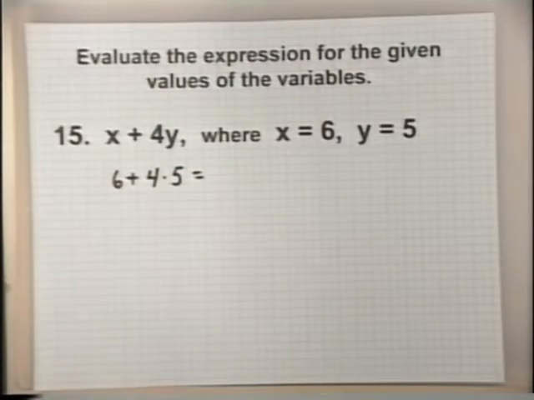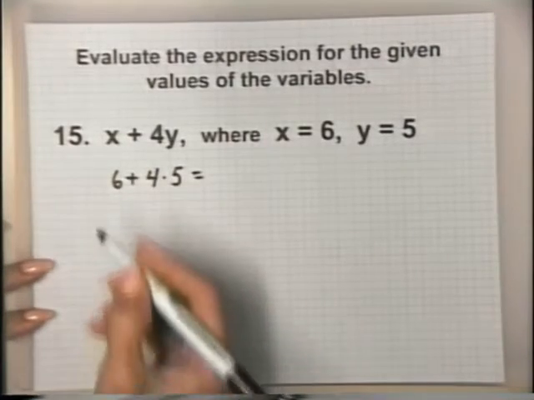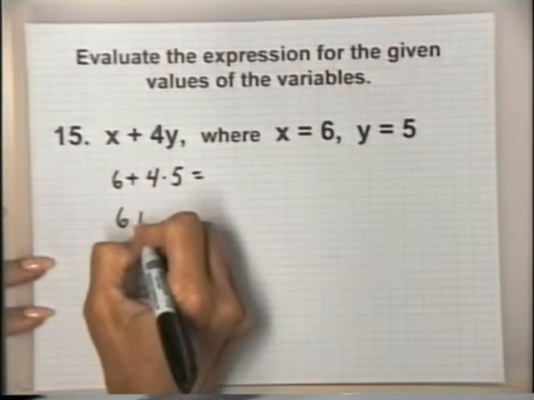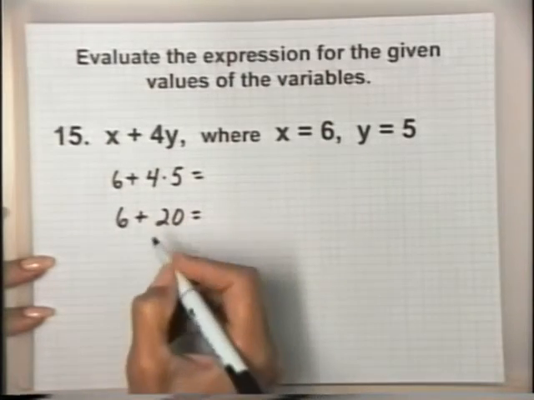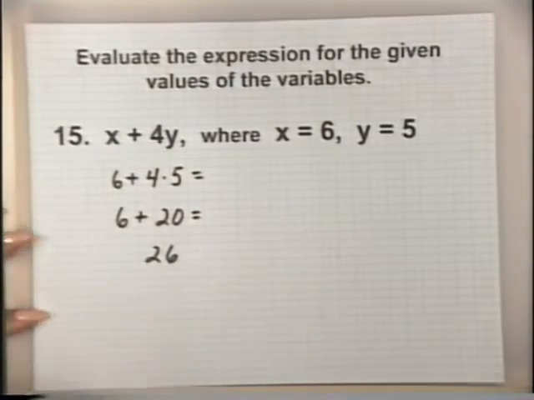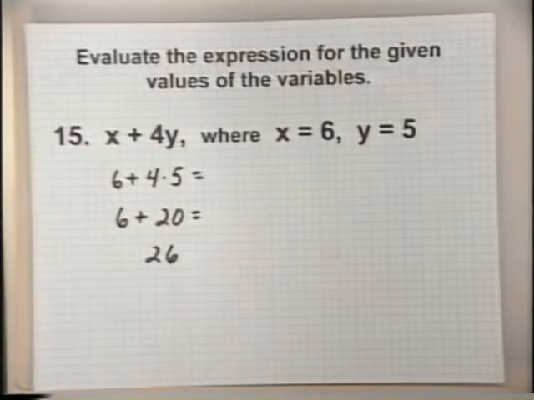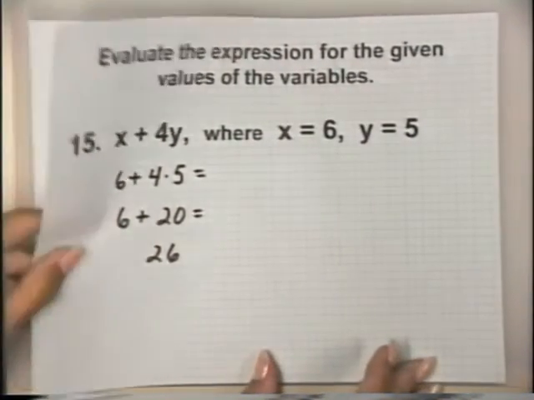For this expression, we have no parentheses used as grouping symbols. We have no exponents. So our first operation that we will perform is multiplication. Let's say 6 plus 4 times 5 is 20. And last, 6 plus 20 gives us 26. Let's look at problem number 16.